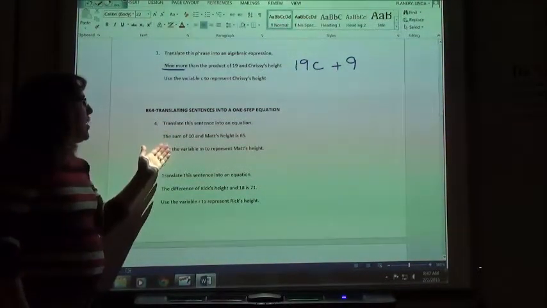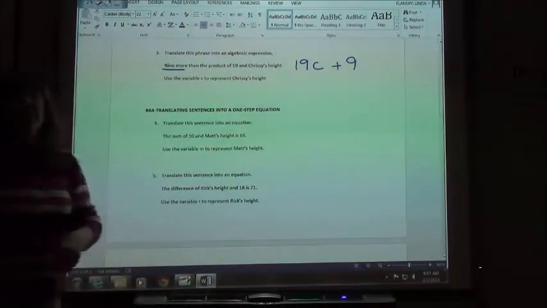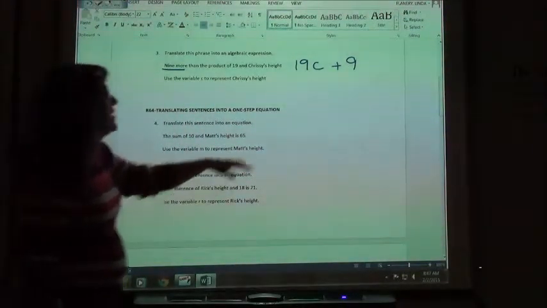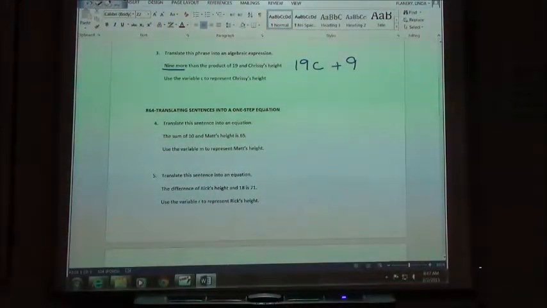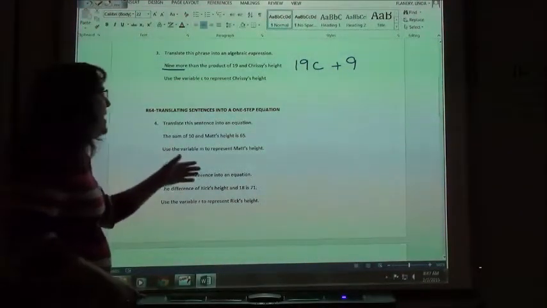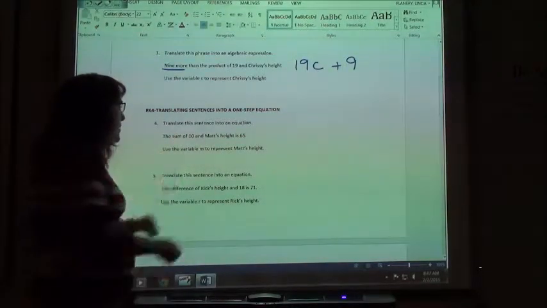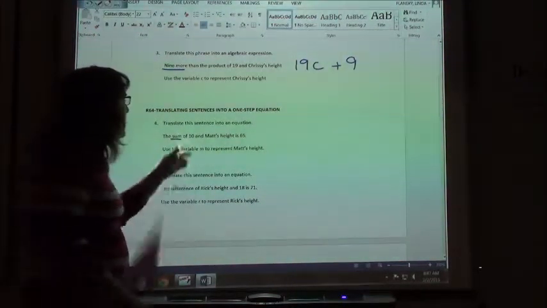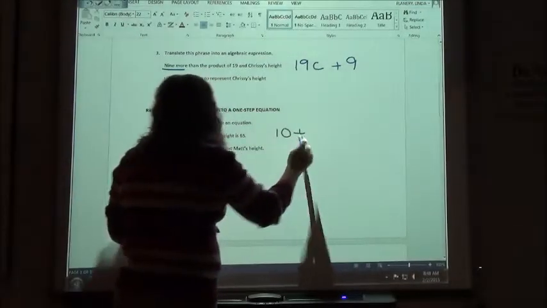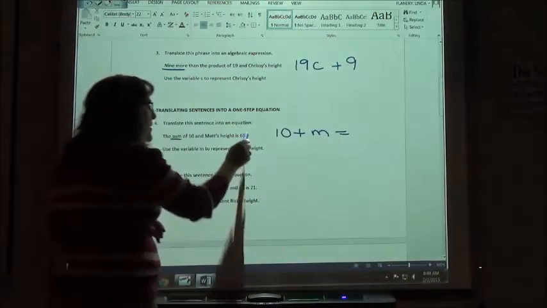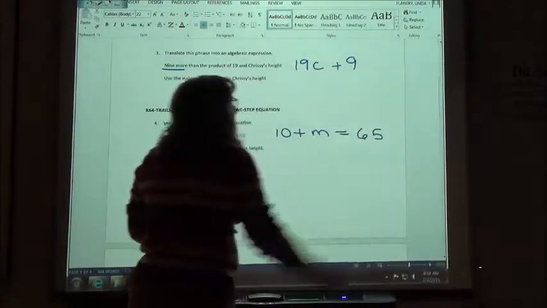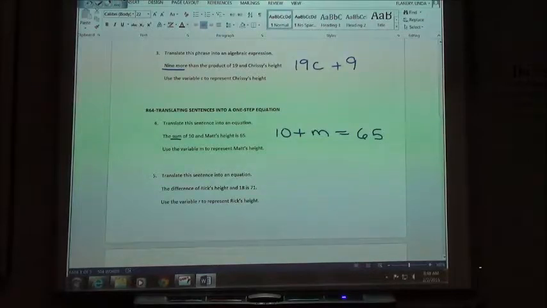The next ones are just translating them into an equation, so instead of just doing the expression, we're now going to have an equal sign in there. The equal sign is usually your verb: is, was, results in, something like that. The sum of 10 and Matt's height is 65. Sum means I'm going to add, right? So I'm going to take 10 plus Matt's height, which is m, equals 65. So the word sum, we're adding.